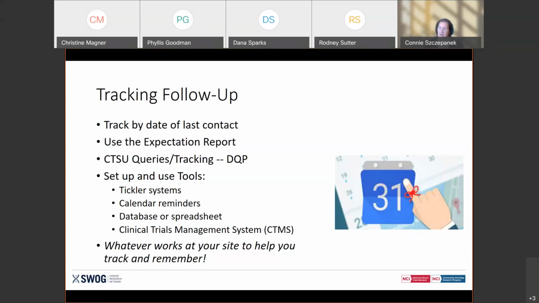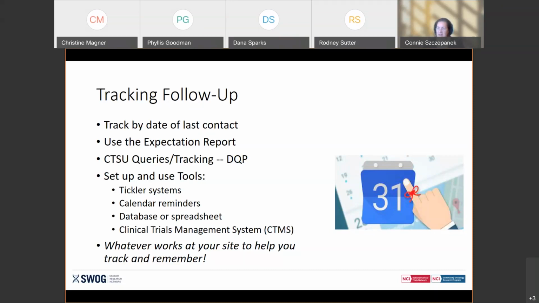So whatever works for you, but especially some key things to remember. You want to track by date of last contact, of course. You want to talk about all the reports that Phyllis shared with you. SWOG is really great at giving you tools to keep track of what's going on. CTSU and our data quality portal is another asset that we have, although, as Phyllis said, SWOG trumps for now. Keep looking to see what's needed. And then whatever internally you can do to keep track of what's needed, when, where, and how.